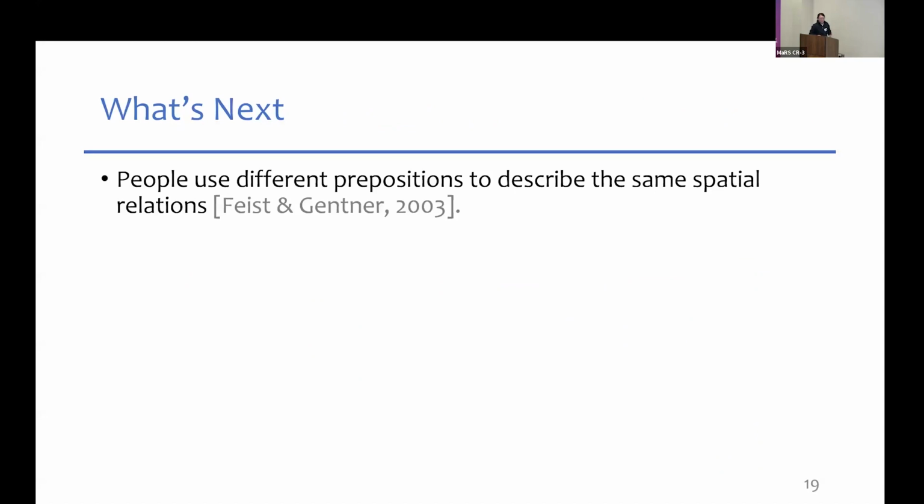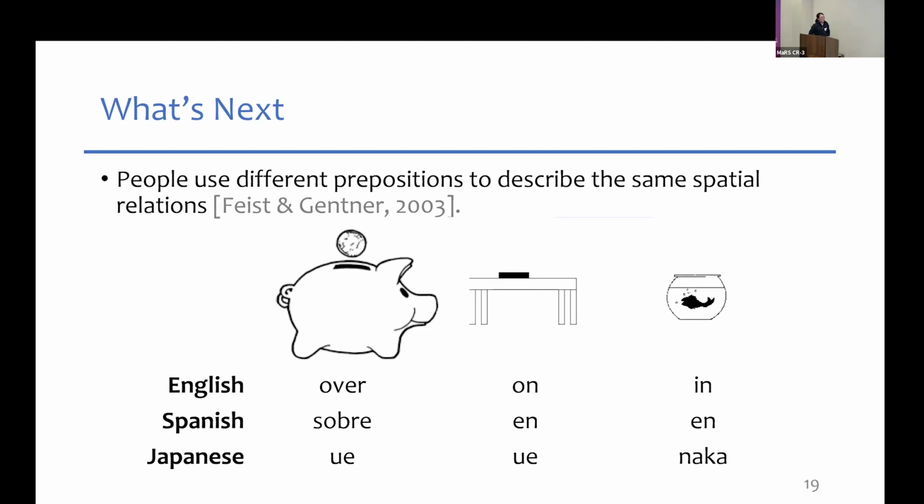And a little bit about the future work, or what's next that I'm interested in. So I will show this by a few examples that exist in psycholinguistic study. The first one is that people use different prepositions to describe the same spatial relations. So here's a quick example. I will use English, Spanish, and Japanese as the 3 representative languages.